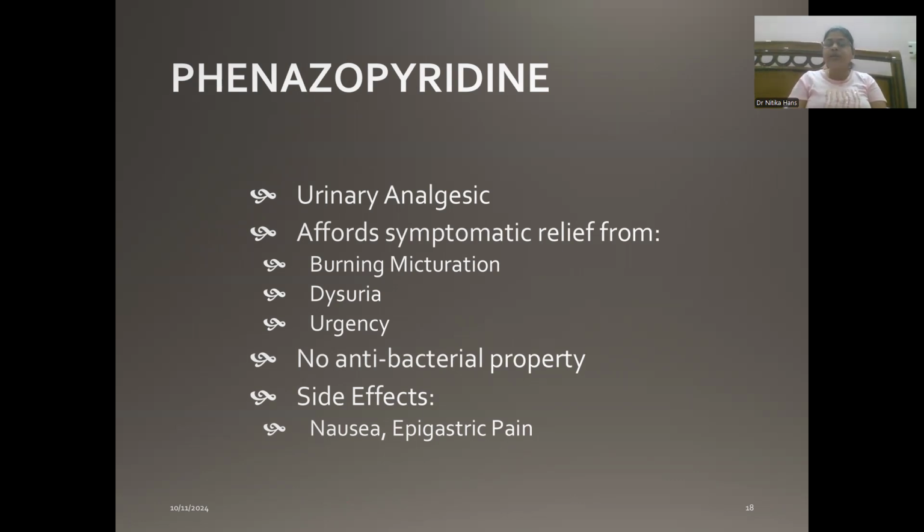In this video, I discussed these four urinary antiseptics, that is nitrofurantoin, methenamine, nalidixic acid, and one urinary analgesic, that is phenazopyridine.